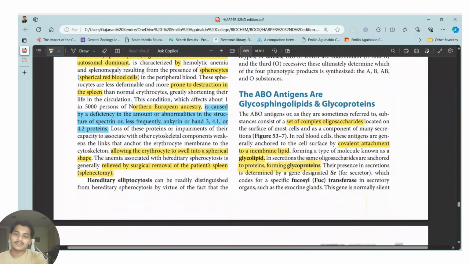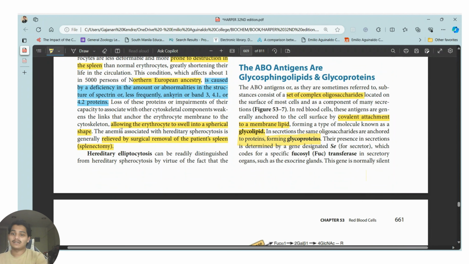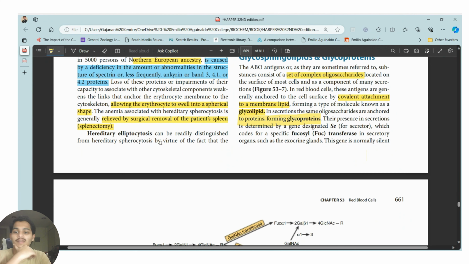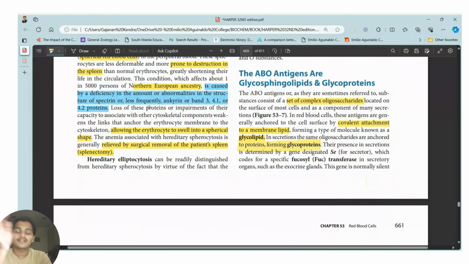Hereditary spherocytosis is much more common in northern European ancestry, and it is caused by a deficiency in the amount or abnormalities in the structure of spectrin, and much less frequently in ankyrin, band 3 protein, band 4.1 or 4.2 proteins. Loss of spectrin or impairment in its structure allows the RBC to swell into a spherical form. Generally, hereditary spherocytosis is relieved by surgery, that is, splenectomy removes the spleen of the patient. That means there will be no trapping of these RBCs in the capillaries and destruction by the macrophages.